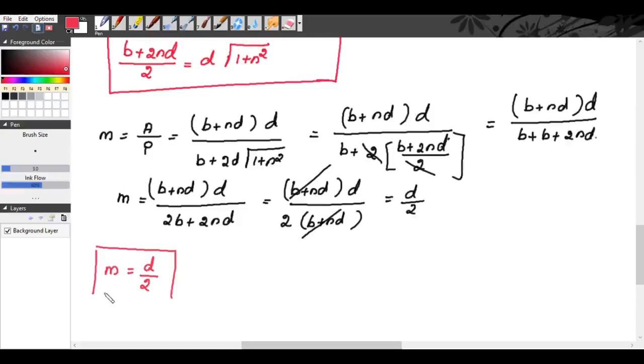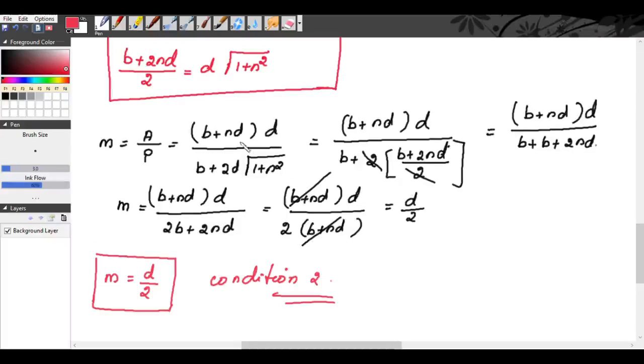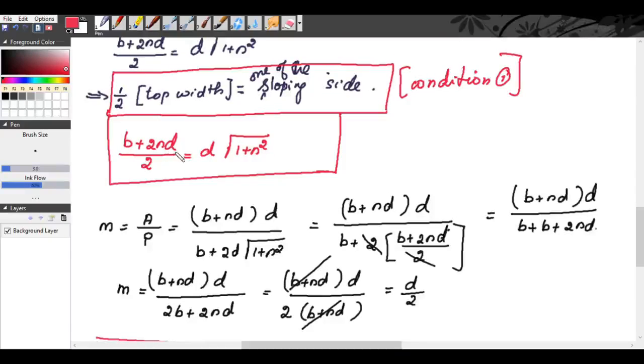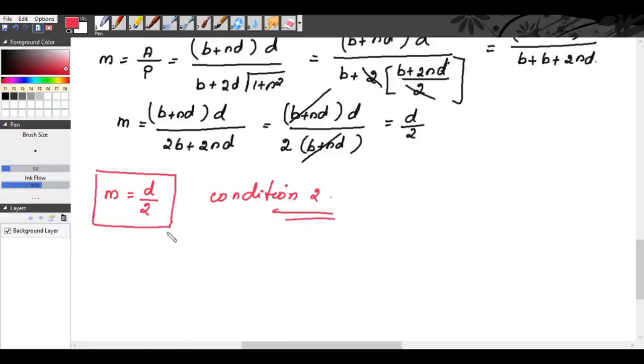M is equal to half of the depth of water. This is condition 2. So first condition is half of the top width is equal to one of the sloping side. Second condition is m is equal to d by 2. Hydraulic mean depth is equal to half of the flow depth of water. Now we have one more condition.